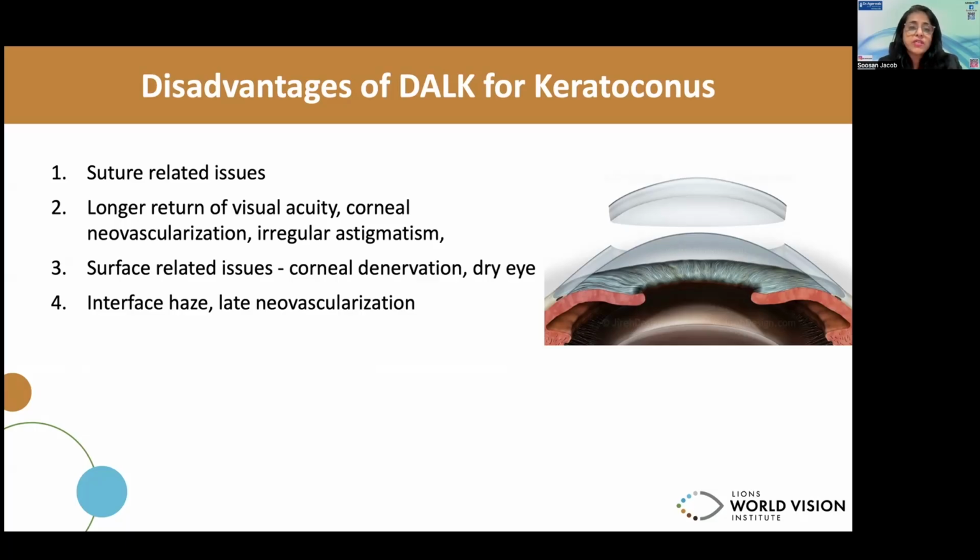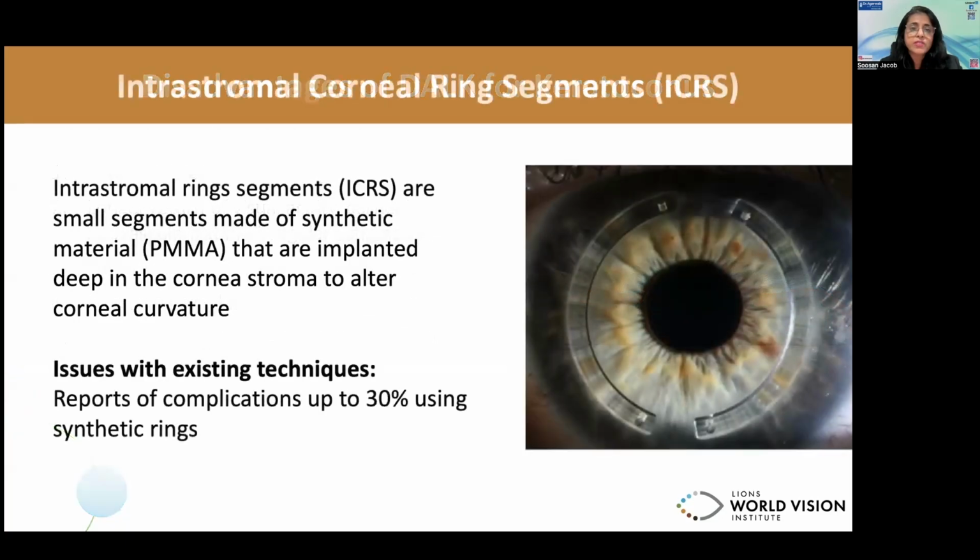The 360-degree cut through the cornea can lead also to surface related issues such as corneal denervation, dry eye, and in addition to that, just the fact that you have got an interface can lead on to interface haze, and sometimes even problems within the interface such as neovascularization or, as I mentioned earlier, lipid keratopathy. The biggest problem, of course, with DALC is that it has a steep learning curve and can even have the risk of perforation that can sometimes necessitate conversion to a penetrating keratoplasty.